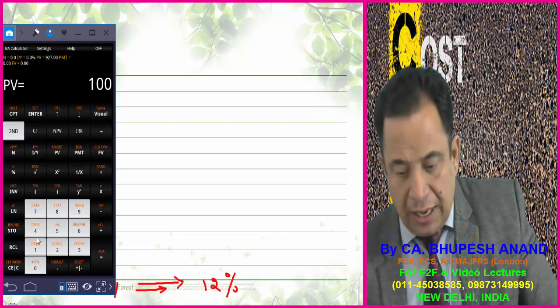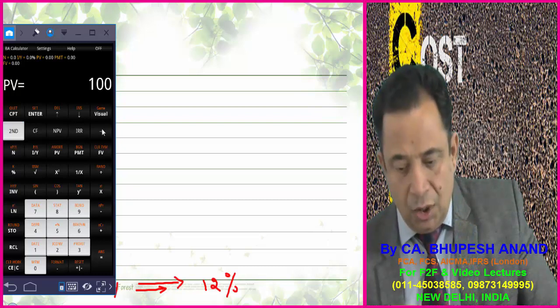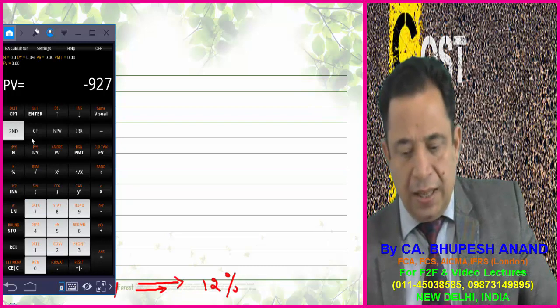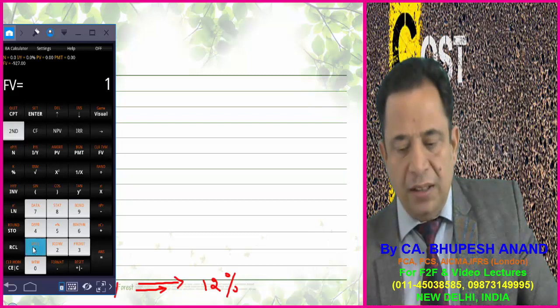1000, I have to put the minus sign, that's why that error is coming. So again, I will be doing it. 927 plus minus button, enter. This is present value. Future value is 1000. This is future value.